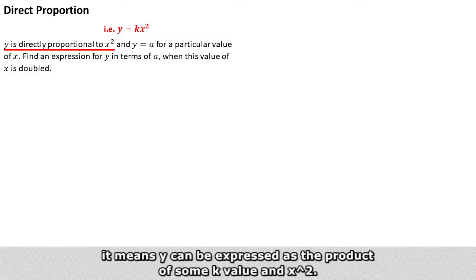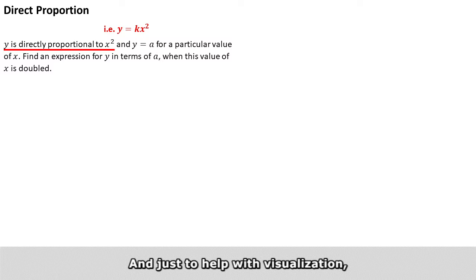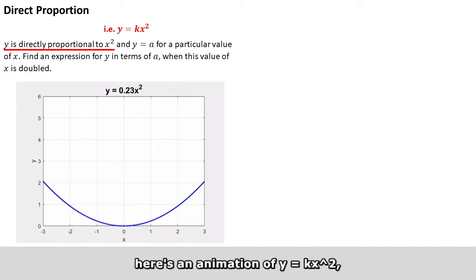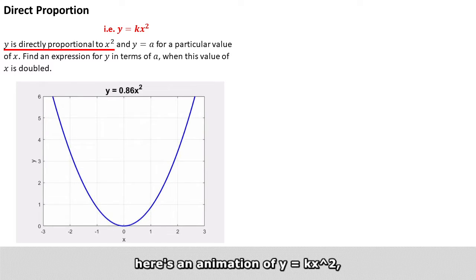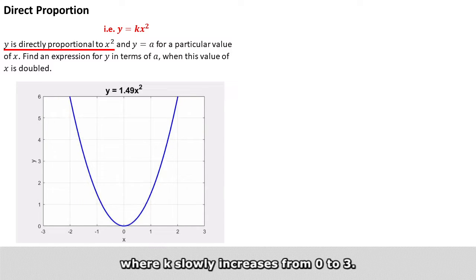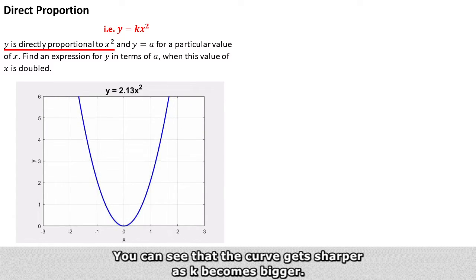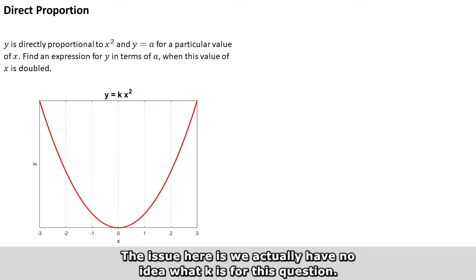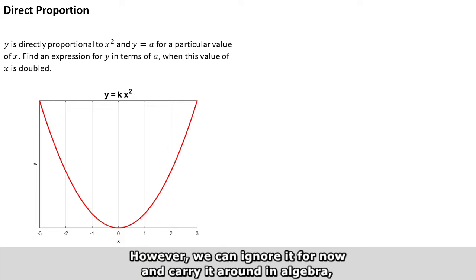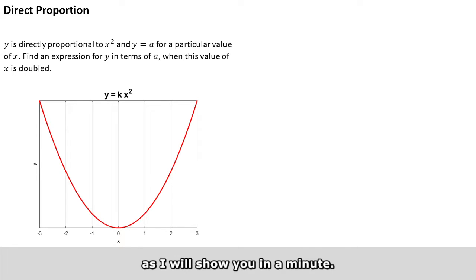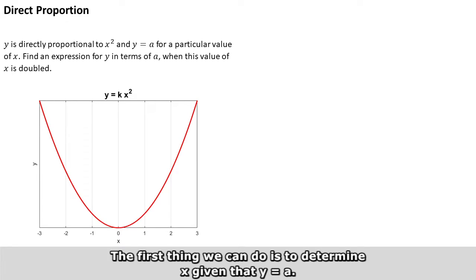Because y is proportional to x squared, it means y can be expressed as the product of some k value and x squared. And just to help with visualization, here's an animation of y equals kx squared, where k is slowly increased from 0 to 3. You can see that the curve gets sharper as k becomes bigger. The issue here is that we actually have no idea what k is for this question. However, we can ignore it for now and just carry it around in algebra, as I will show you in a minute.